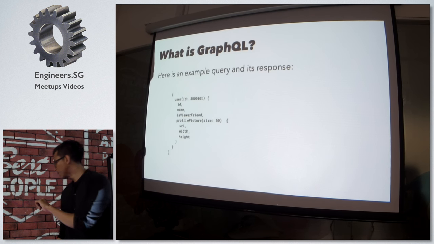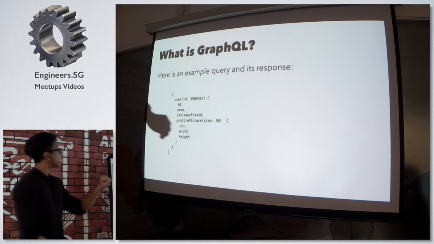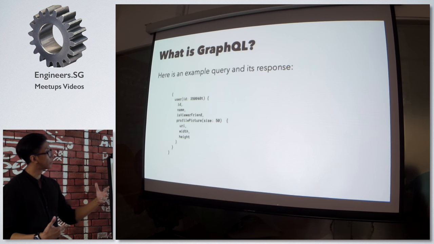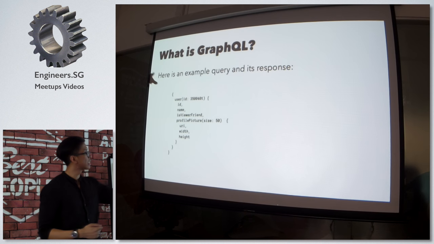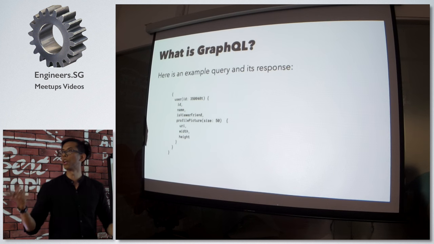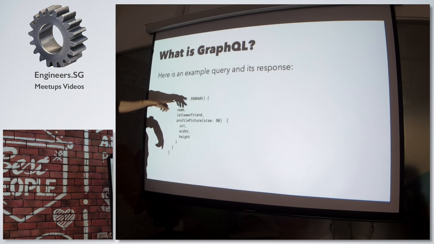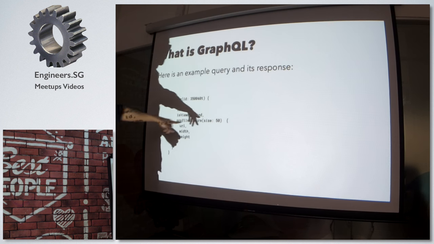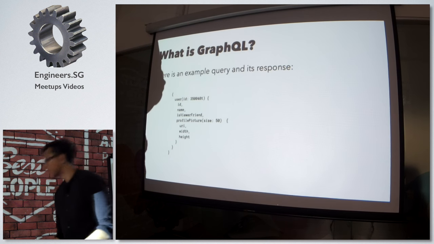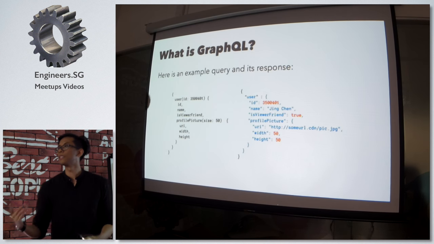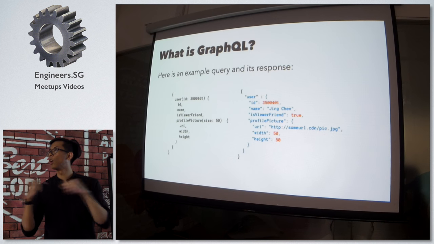So here's an example query. Basically, the query language that GraphQL specifies looks kind of like JSON-ish, right? But it's basically just the keys for what your client wants. For example, he wants the user with a particular ID, and then I want the ID field, the name, the friends, or profile picture, and I want it in a certain size, right? And then the URL for that profile picture. And then the result that you get has one-to-one parity with your query, right?